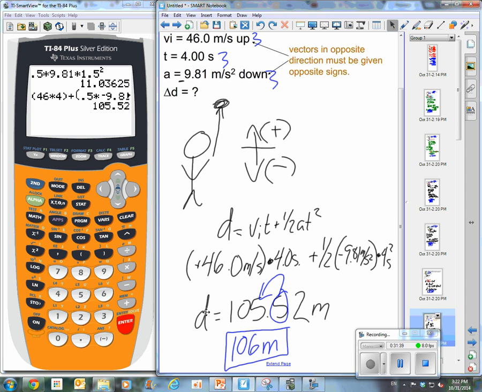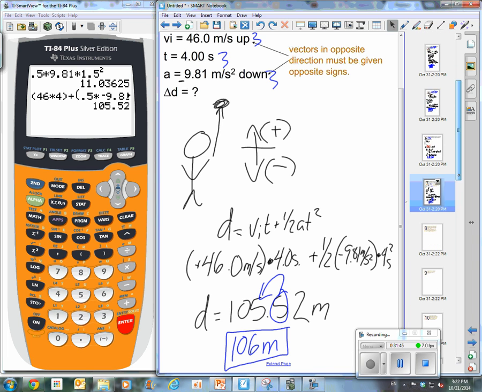It is very important that you put the negative 9.81 in there, just because it shows that the object is actually decelerating. So that's very important. Okay, so what we're going to do now is I'm going to stop the video.